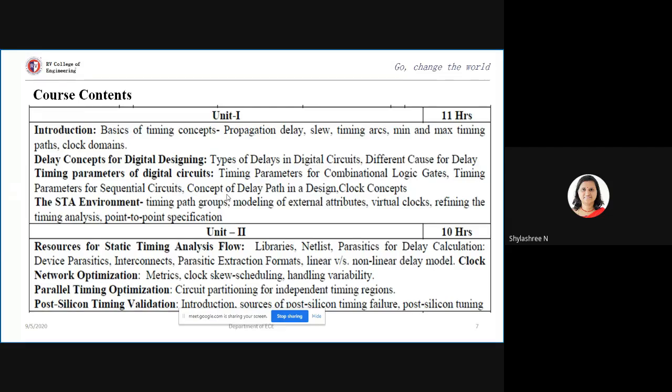Static timing analysis is a very important phase of the VLSI design flow. This is what we are going to discuss in unit one: the timing parameters of combinational logic gates, which you have understood in your DICD also. Anyway, I'm going to do it once again today, whatever you have learnt in the DICD part. In unit two, we are going to learn the resources for static timing analysis, network optimization, parallel timing optimization, and post silicon timing validation. Network optimization, parallel timing optimization and post silicon validation are available in your Bhaskar textbook, and the introduction and delay concepts for digital designing will be available in the Jai Gauri textbook.